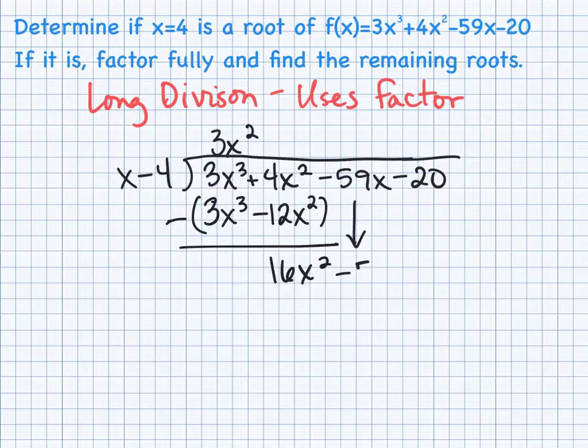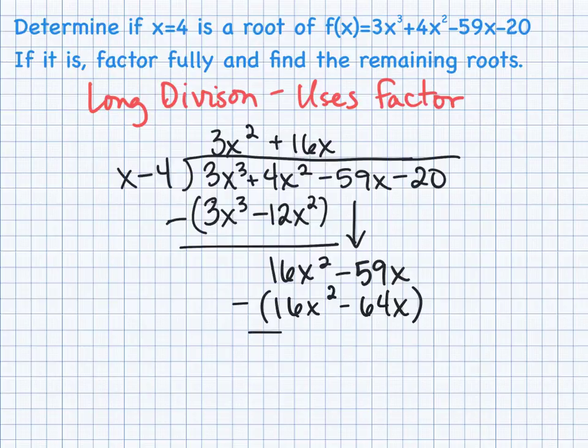That 16x squared should look familiar from the area model. And then we do the same process again. Figure out how many times x goes into 16x squared. So we factor, we multiply, we subtract. So that's 16x. 16x times x is 16x squared. 16x times negative 4 is negative 64x.